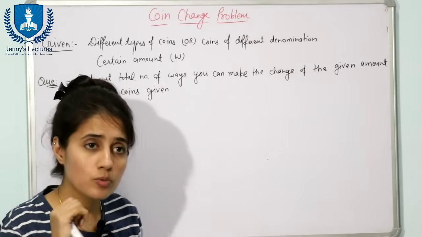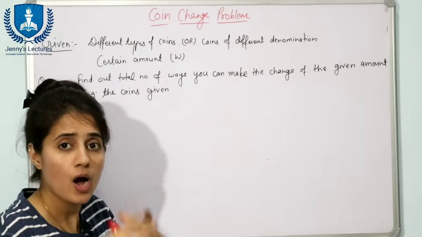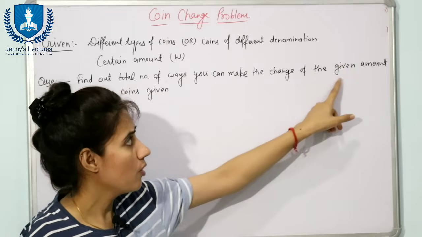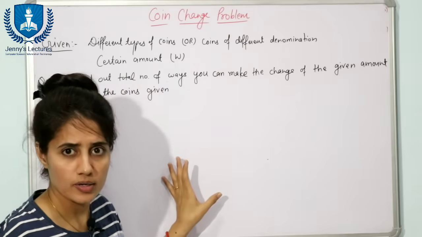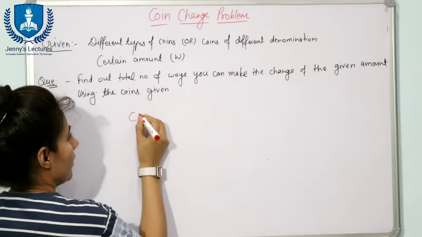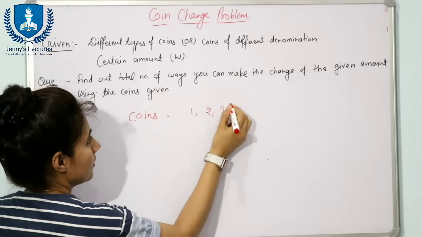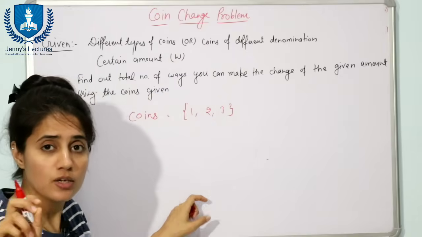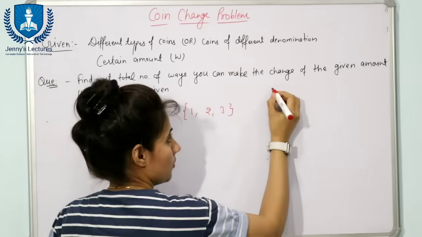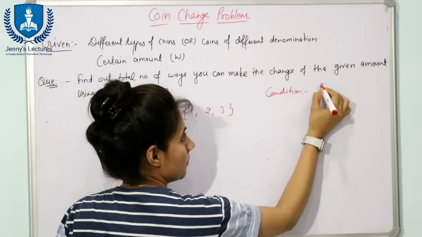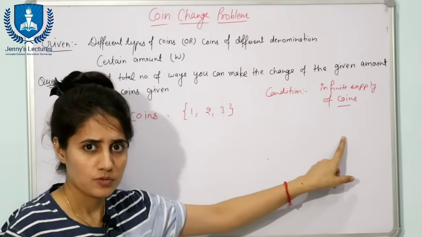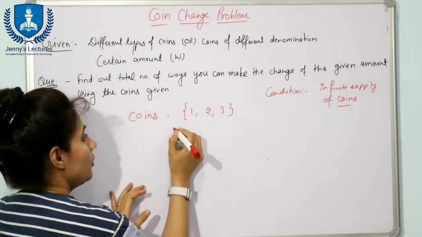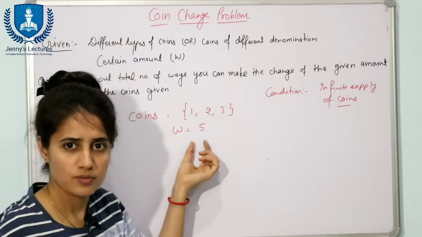Now the question is, or the problem is, you have to find out in how many ways, or you can say the total number of ways, in which you can make the change of the given amount using the given coins. See, let us take one example. Coins are given 1, 2 and 3. Denominations of 1, 2 and 3. And here see, the condition is you have infinite supply of coins. That is very important. Here the condition is you have infinite supply of coins. Fine. Denomination of 1, denomination 2, denomination 3, you have coins of these denominations, and the amount given is, suppose, 5.